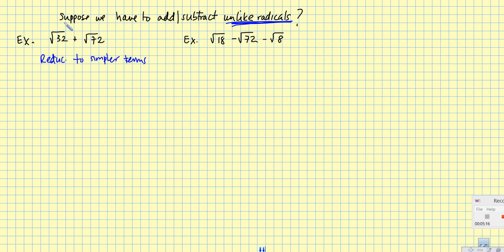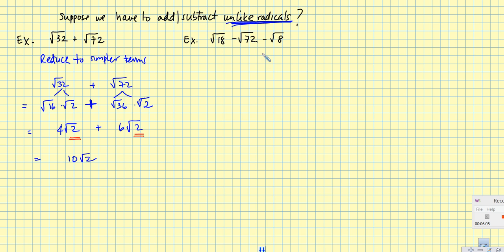So let's try doing root 32. We can reduce root 32 to root 16 times root 2. And if I take root 72, and it's plus, so I've got to remember there's a plus in between, root 72 is like having root of 36 times the root of 2. Now the root of 16 is 4, and what's left over is root 2, plus the square root of 36 is 6, and there's a root 2. I now have like terms. 4 root 2 plus 6 root 2, which equals 10 root 2. So we have now like radicals, and it goes to 10 root 2.